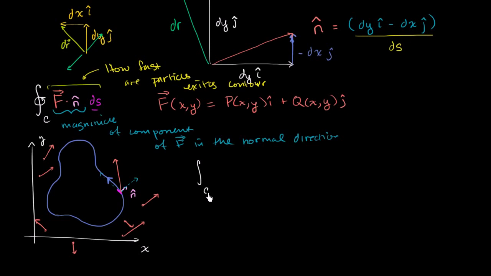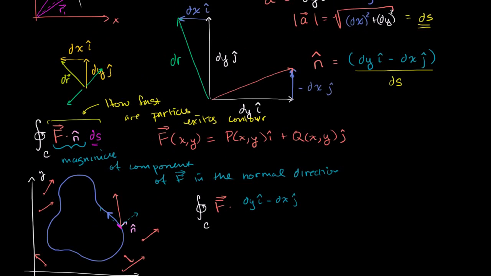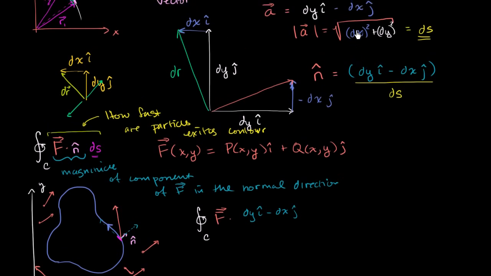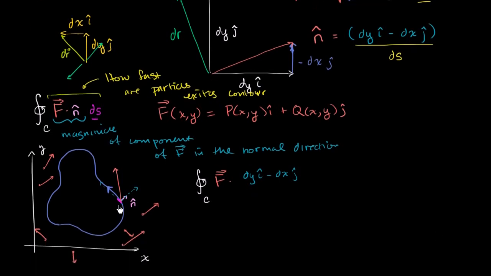So if we rewrite it, our integral becomes this. We have our vector field f, dotted with the normal vector. The normal vector we can write this way. A normal vector we saw was dy times i minus dx times j. And then we had to divide it by its magnitude in order to make it a unit normal vector. The magnitude was this right over here, the square root of dx squared plus dy squared, which is the same thing as ds, that little mini arc length, that infinitely small length of our contour. So we're going to divide it by ds.